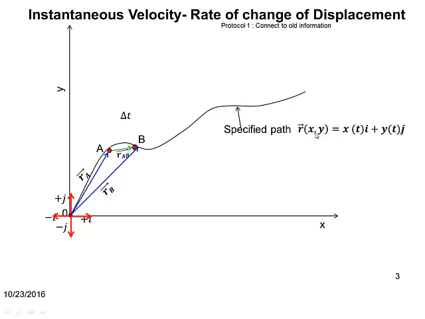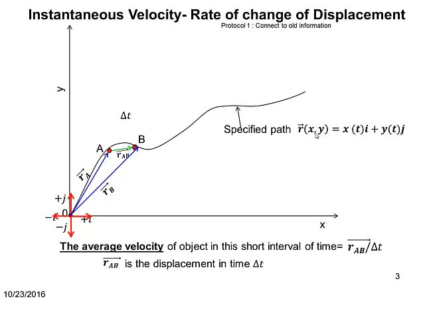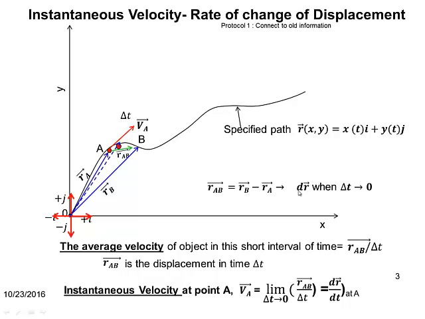If the interval of time is smaller and smaller, the displacement becomes shorter and shorter. In the limit delta t tends to 0, the ratio of infinitesimally small displacement to the infinitesimally small time will become the rate of change of displacement, or the rate of change of position vector at the point A for a given instant. This is called the instantaneous velocity vector at that point.